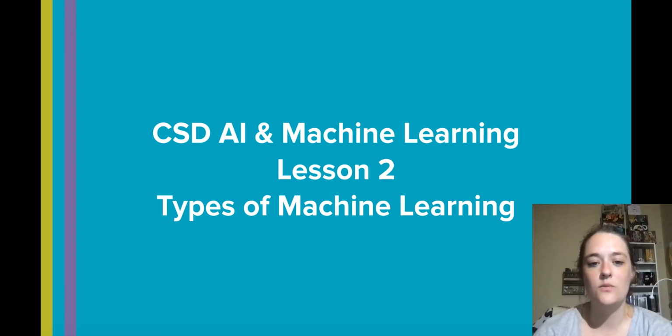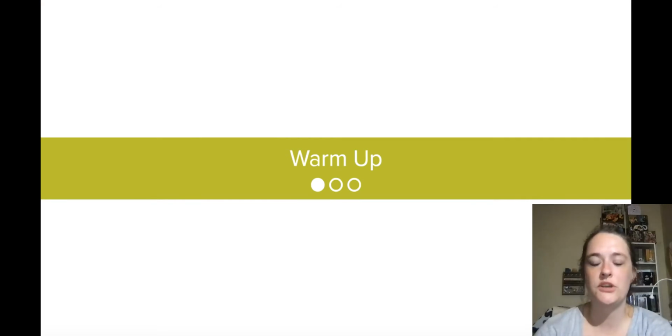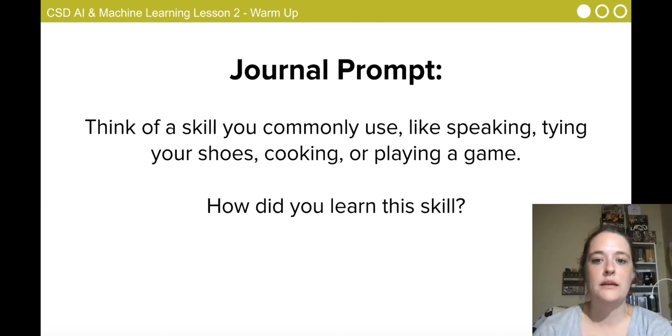In this lesson, we are going to talk about types of machine learning. So for your warm-up, you're going to go to your journal, and I want you to think of a skill you commonly use, like speaking, tying your shoes, cooking, or playing a game. How did you learn this skill? Pause the video here so that you can write something down in your journal.